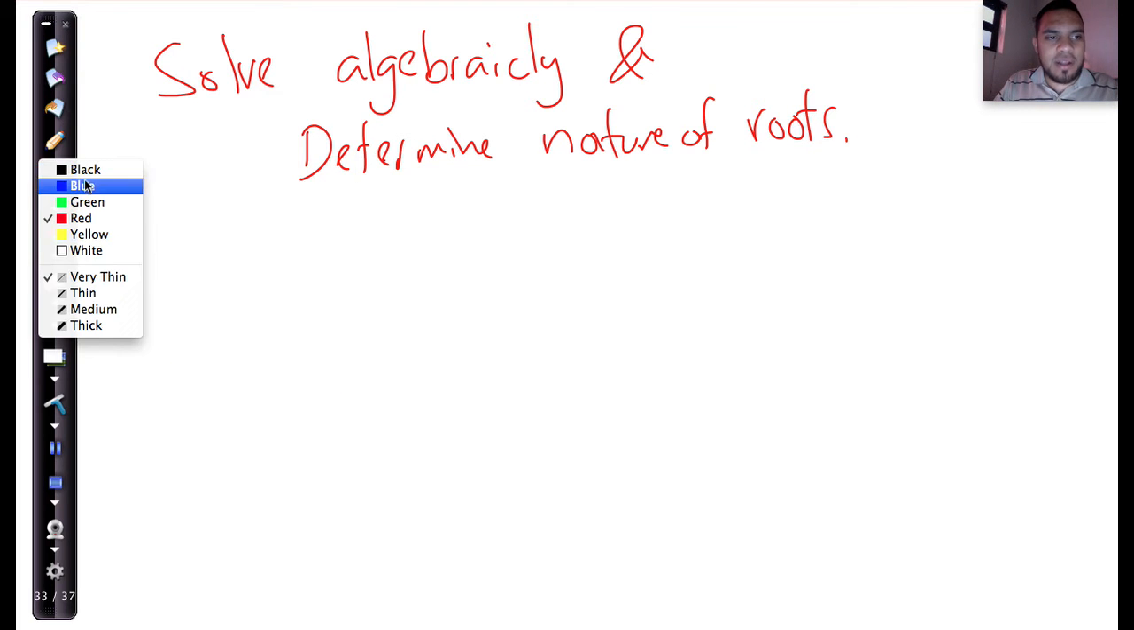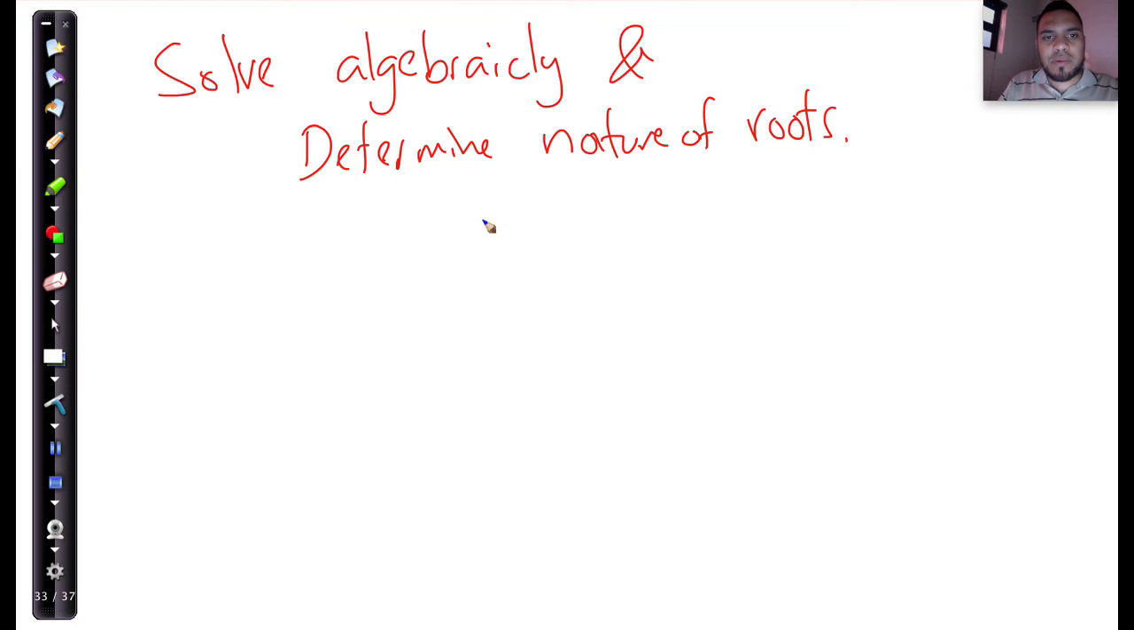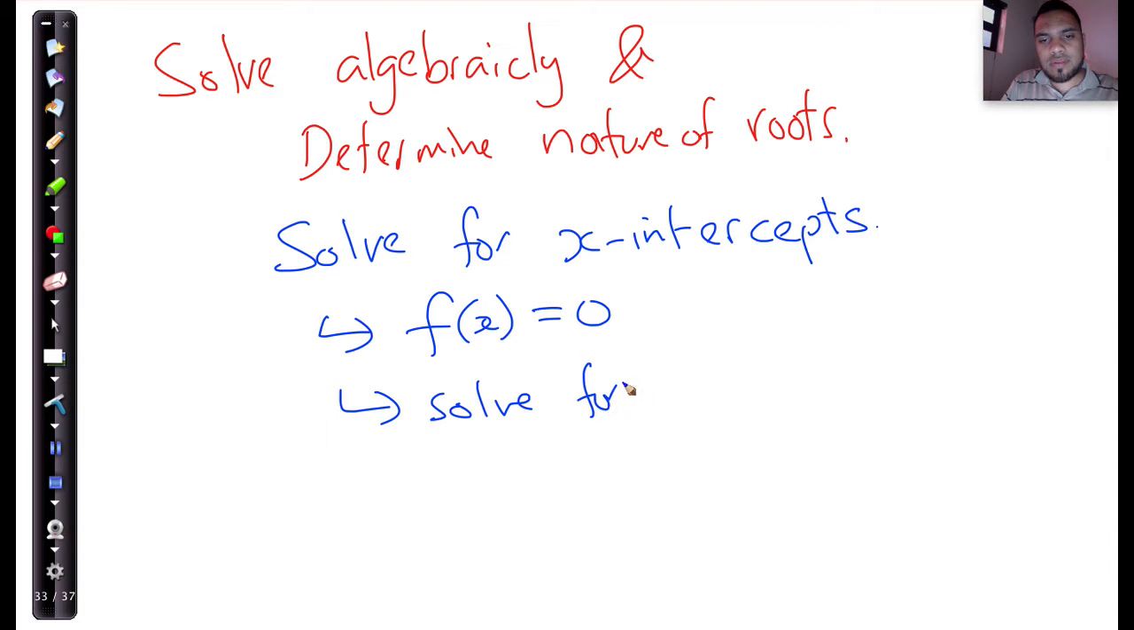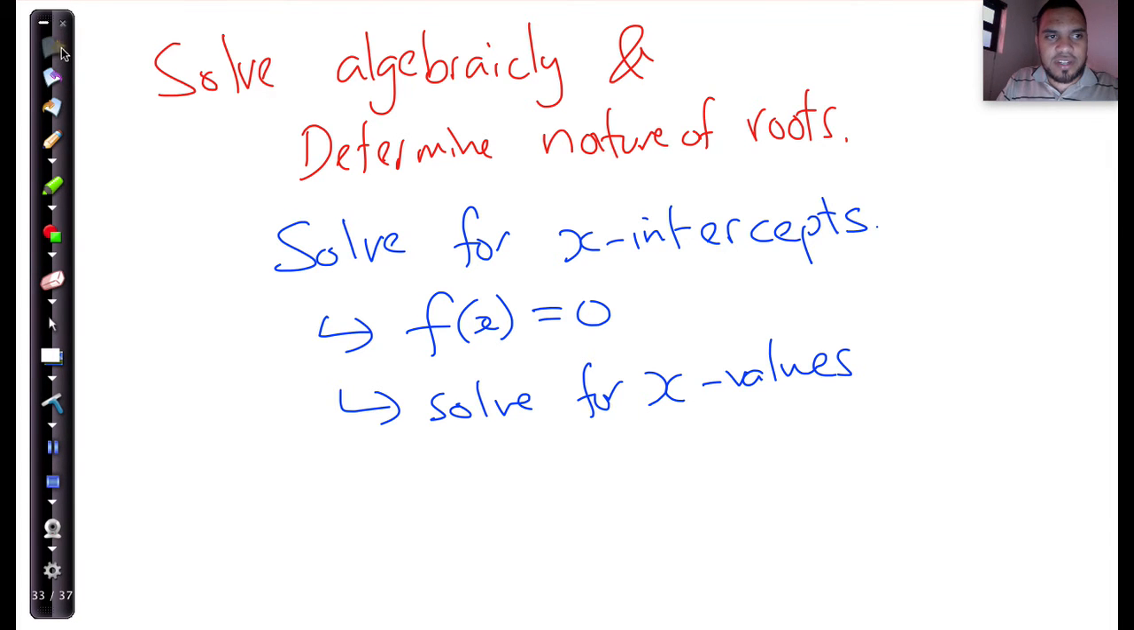Okay, so let's do this the long way. Let's solve. And remember, when you solve for roots, when you solve for x-intercepts, all you need to do is equate the function to 0. We make f of x, or the function value, equal to 0, and then we solve for the x values. And we use the quadratic strategy for doing this. Or if it's any other curve, you just solve algebraically and you see what you get. Okay, so let's look at the first question.